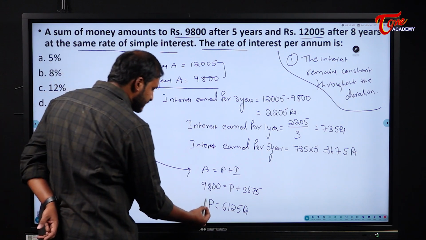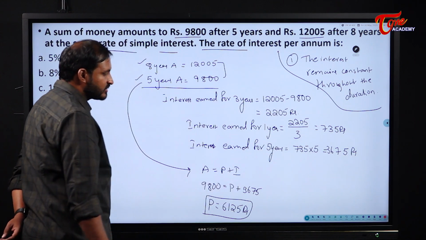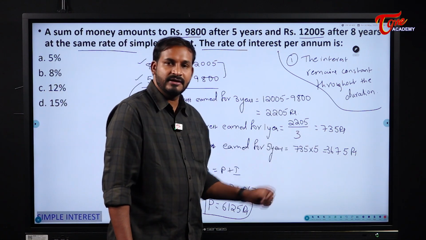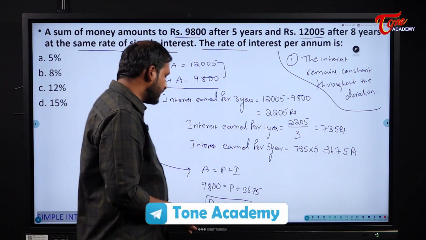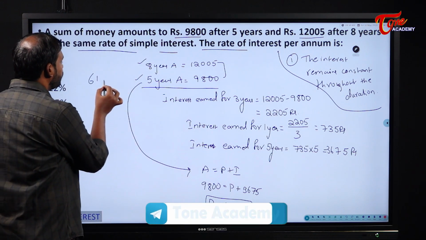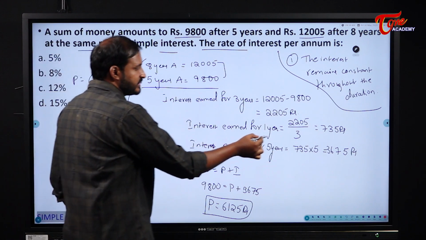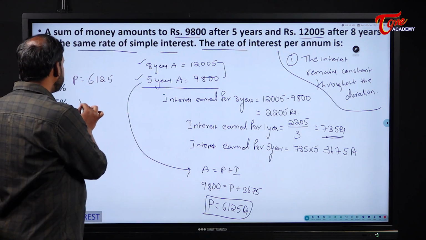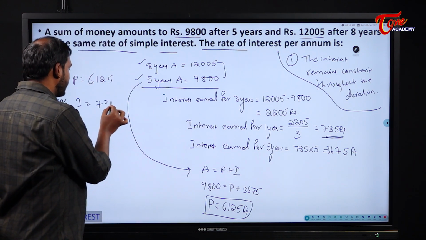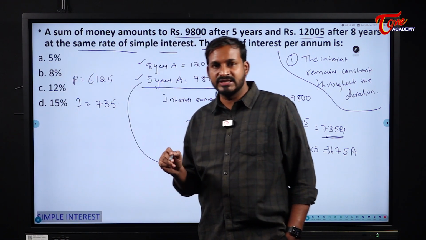Now we got the principal. We have the interest for 5 years and we have the interest for 1 year. Now we need to find the rate of interest. See here, 6125 is the principal. And for 1 year, the interest is how much? This is helpful now. Interest paying for 1 year is 735. Now simply observe, this 735 is what percent of the principal?